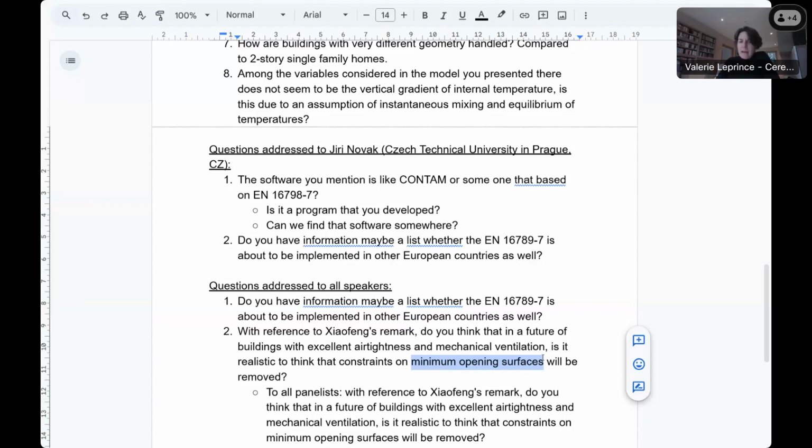No, but I think it means something different from one country to another. Because if we are in France, for example, you need to have windows in rooms, basically, but you don't have minimum opening surfaces. People just want to be able to open the windows, but there is no strict requirement on minimum opening surfaces. So actually, we don't have these requirements in France. I don't know, in Czech Republic, do you have requirements on minimum opening surfaces?